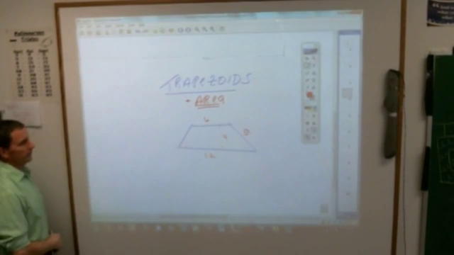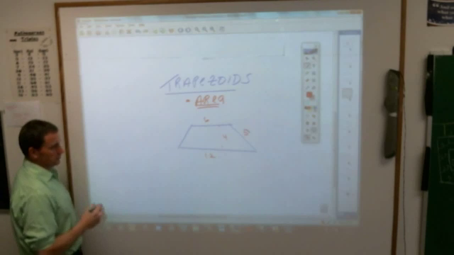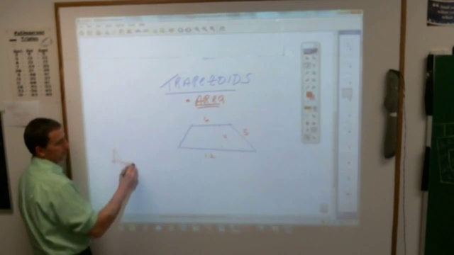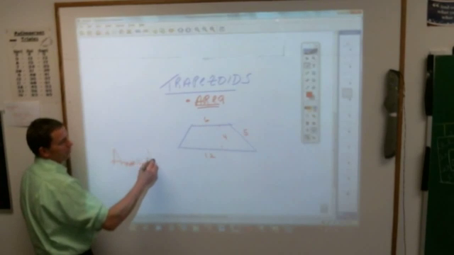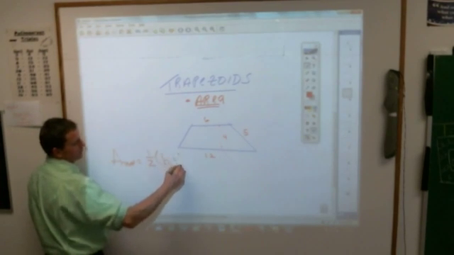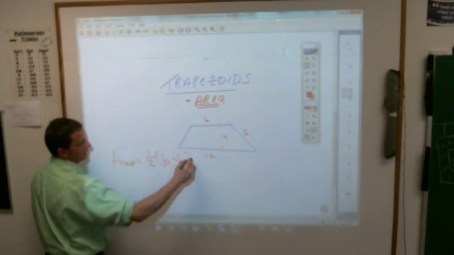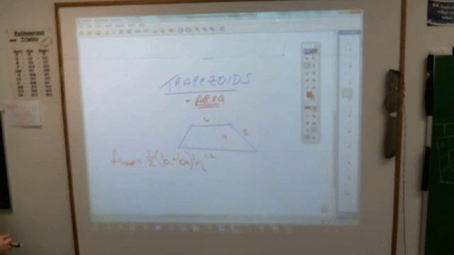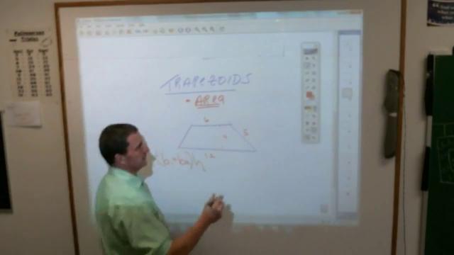Here is the formula for you to write down for Mr. Trapezoid. The area of a trapezoid equals 1/2 base sub 1 plus base sub 2 times height. If those don't make sense, that's good because we haven't talked about it yet.